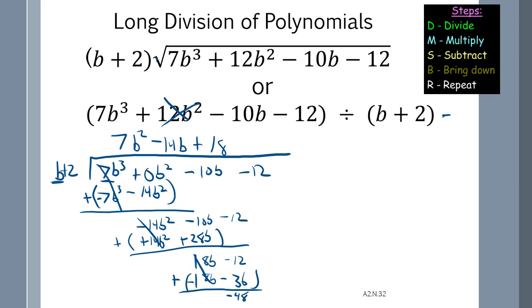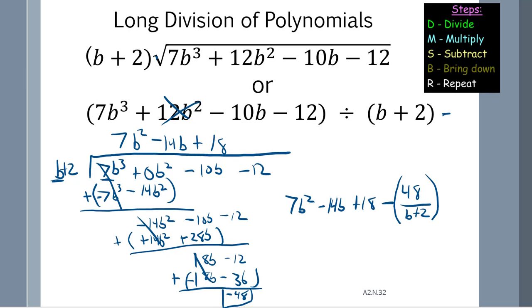Well, b plus 2 cannot go into minus 48, so our answer turns out to be 7b squared minus 14b plus 18, minus 48 divided by b plus 2. Again, we're just going to put the remainder on the end, because we just had a remainder down here. So our overall answer is 7b squared minus 14b plus 18, with that remainder.